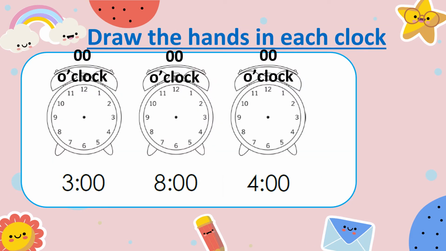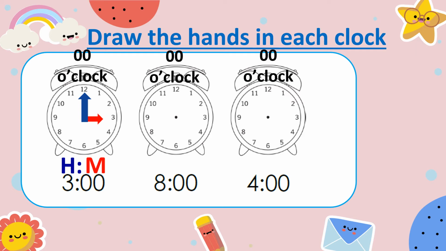Draw the hands in each clock. He gave me the clock and wants me to put the hands. In the first clock here, 3:00. He gives me the clock in digital form. So 3 for hours, 00 for minutes. Let's draw 3 hours. So hours means the short hand. 00 for minutes, so I'm going to draw the long hand pointing to 12.